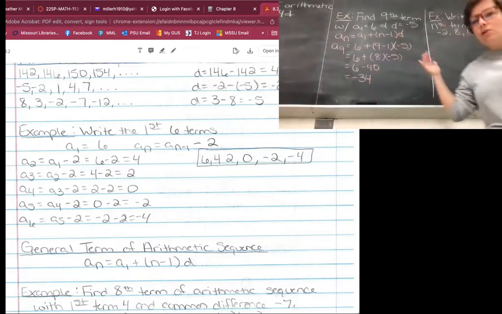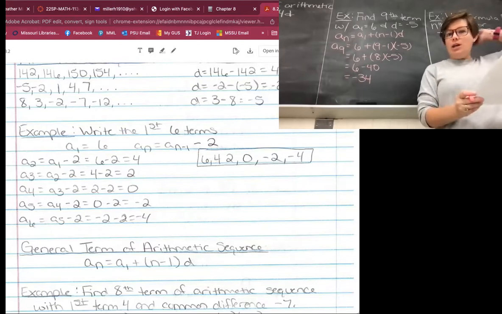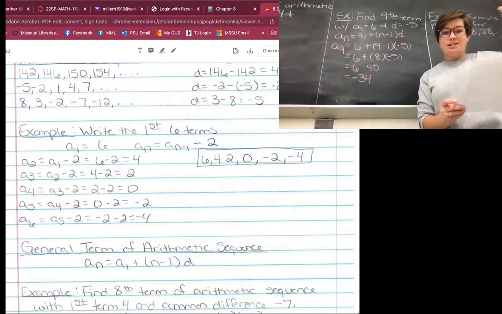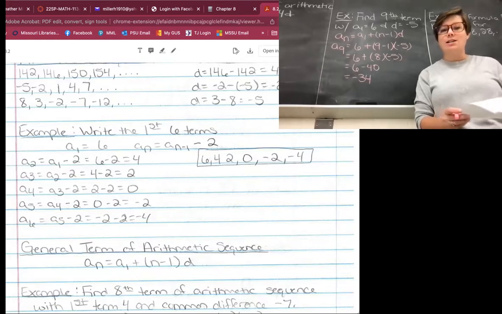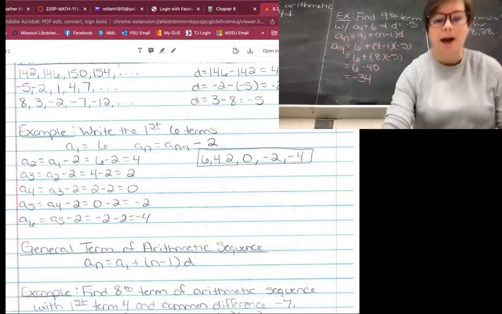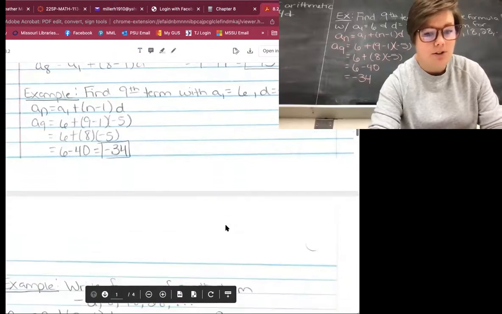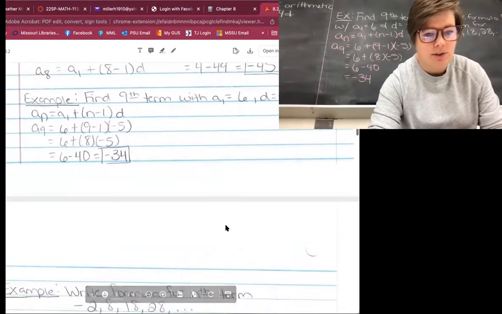Now, this has worked out pretty good. We find the specific term, but what if we are given a list, like a sequence, and then we're asked to come up with the general formula for that instead of using the general formula to come up with a term? So almost backwards of what we've been doing. Well, we can do that. It's not as hard as you would think.